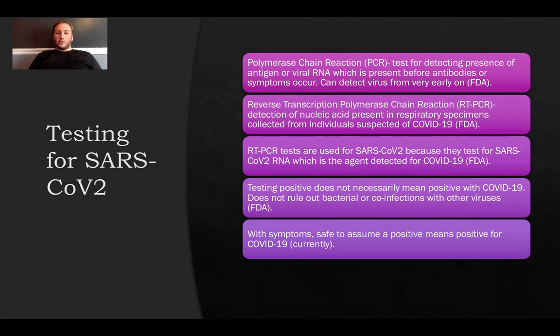RT-PCR tests are used for SARS coronavirus 2 because they test for the coronavirus RNA, which is the agent detected for COVID-19. Testing positive does not necessarily mean positive with COVID-19. It doesn't rule out bacterial or co-infections with any other viruses. But as of right now, with the symptoms, it's safe to assume a positive means positive for coronavirus 19.